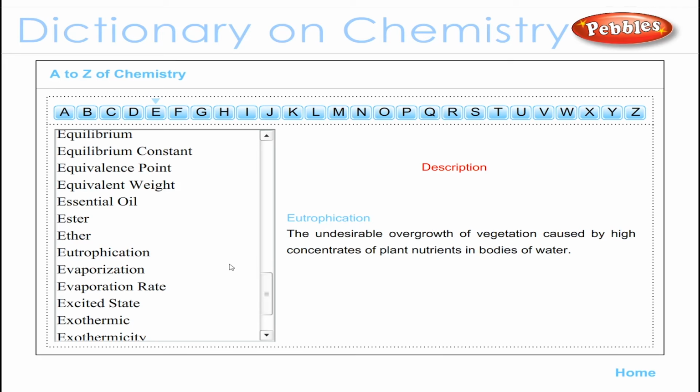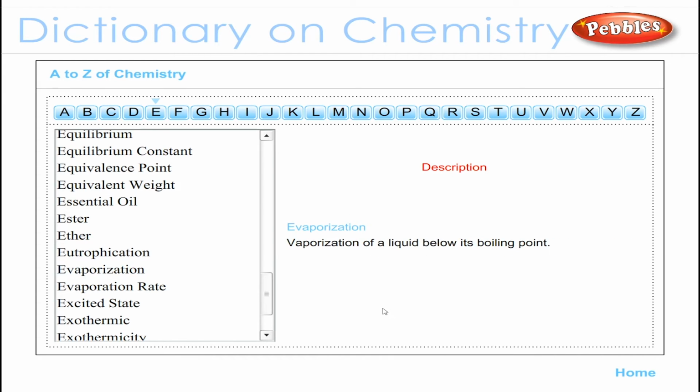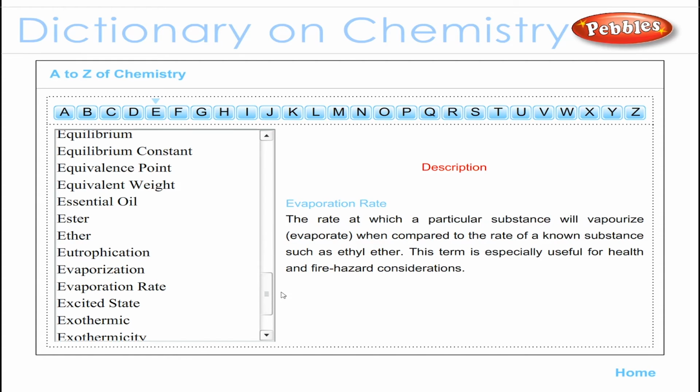Eutrophication, the undesirable overgrowth of vegetation caused by high concentrations of plant nutrients in bodies of water. Evaporization, vaporization of liquid below its boiling point. Evaporation rate, the rate at which a particular substance will vaporize, evaporate, when compared to the rate of a known substance such as ethyl ether. This term is especially useful for health and fire hazard considerations.